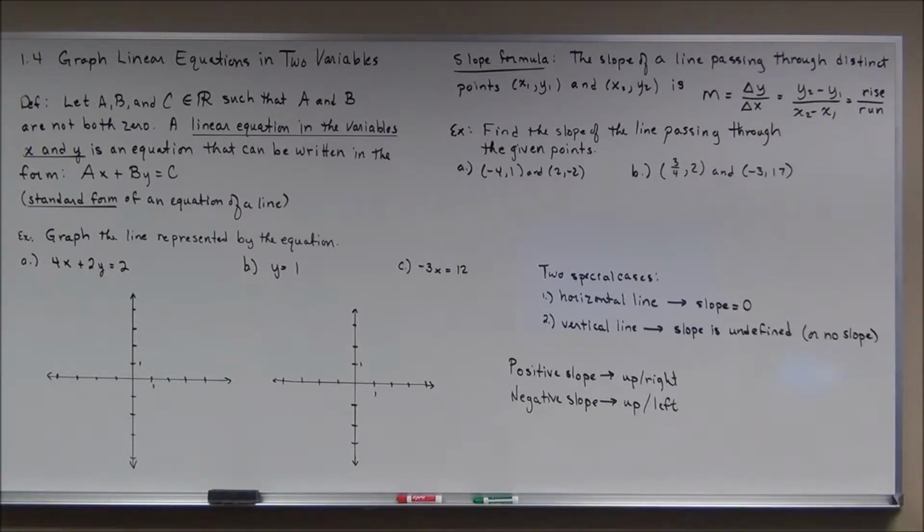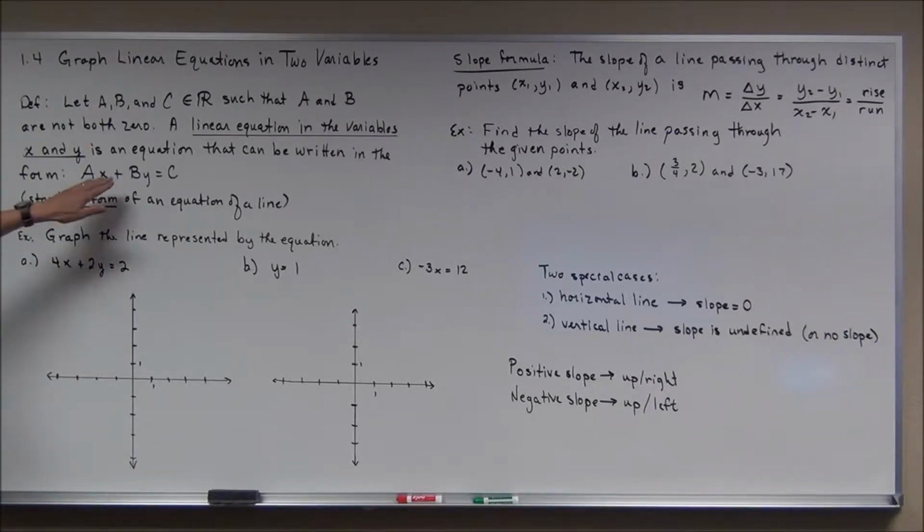Two variables, Chapter 1, Section 4. We start with a definition of a linear equation. Let A, B, and C be elements of the set of real numbers such that A and B are not both 0. A linear equation in the variables x and y is an equation that can be written in this form: ax plus by equals c. Remember, both a and b cannot be 0, and this is standard form for the equation of a line.